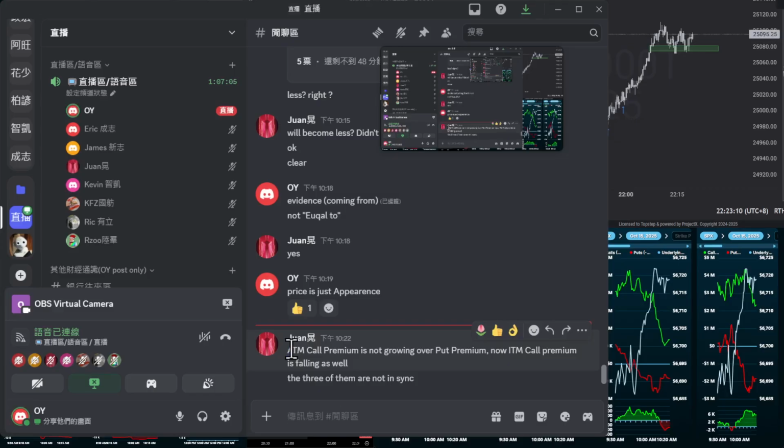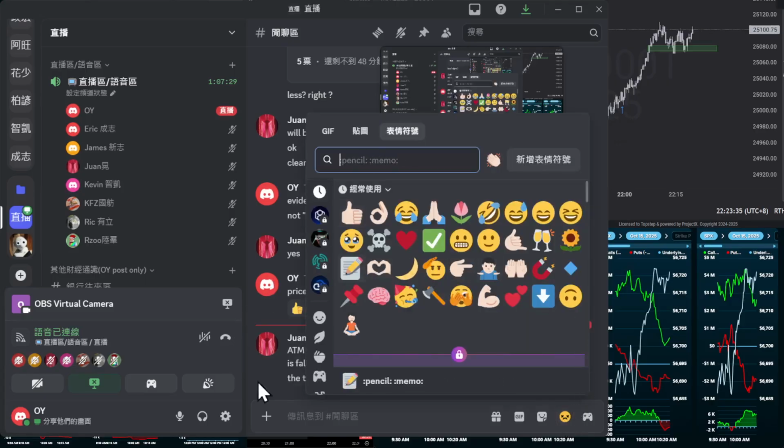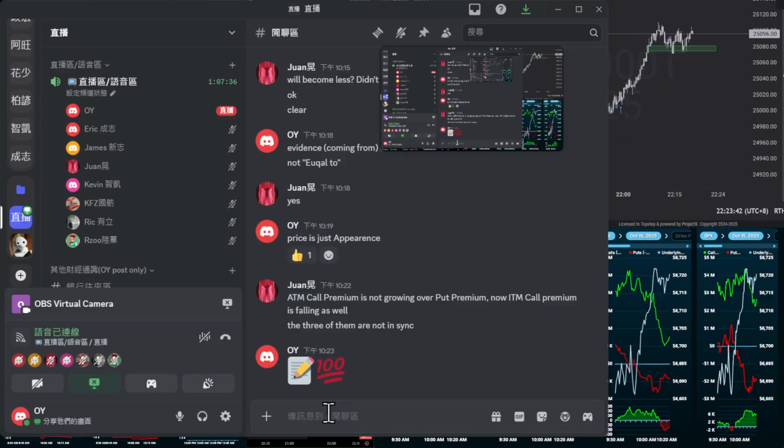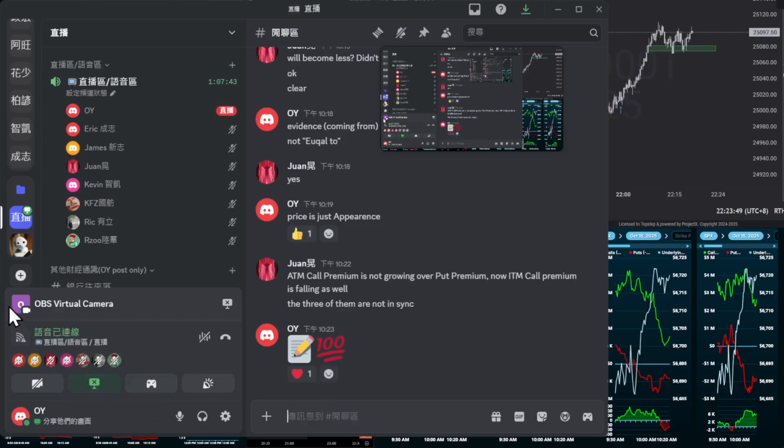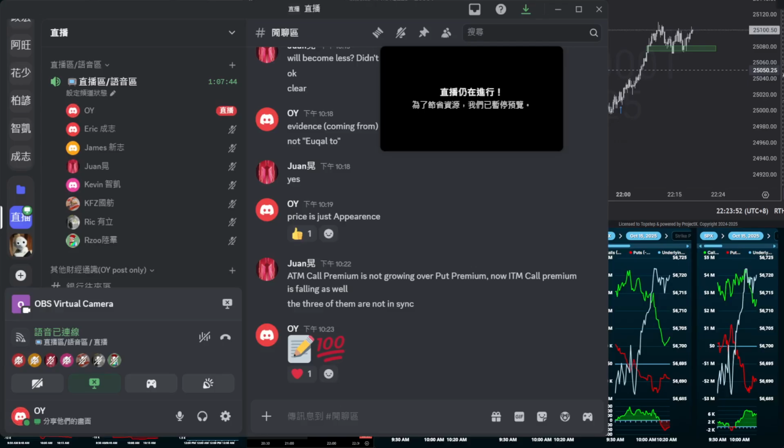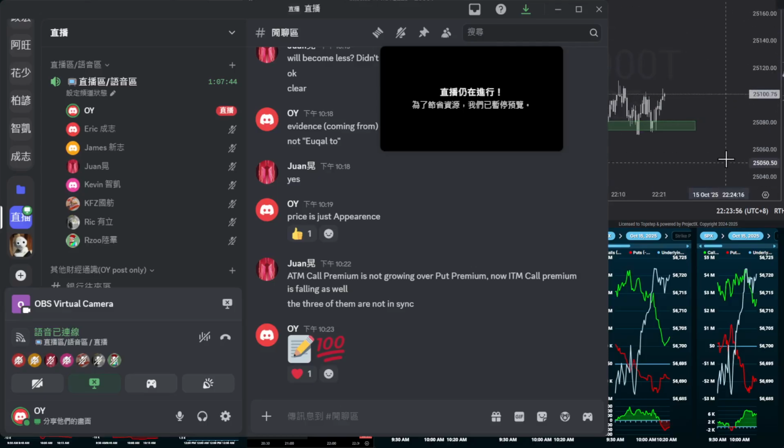Your answer is ATM call premium is not growing over put premium, and ITM call premium is falling as well. The three of them are not in sync. Perfect. So you know why you are not taking the trade for the green rectangle. You know why you are not doing this.